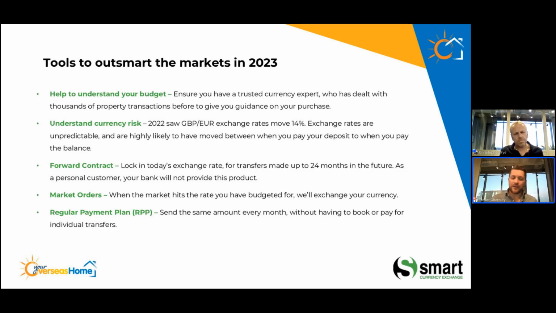As you've just seen on that first slide, a 14% movement over a year, if you were to scale that down to 6 months or 9 months, you can see that there's a lot of exposure there. When you've agreed a price, for example, on day one in euros, when you come to completion in 6 months' time, the currency rates may have moved significantly against you. At which point it's really important that you engage with a currency expert early on so that, one, you can understand your budget. Say, for example, if you've got an amount of sterling that you'd like to spend on your overseas property, you want to understand what that can afford you in euros.